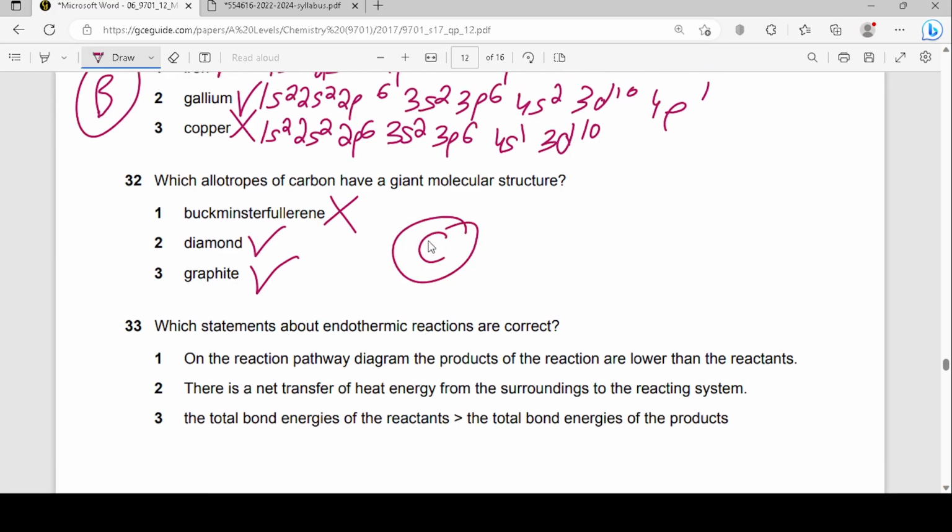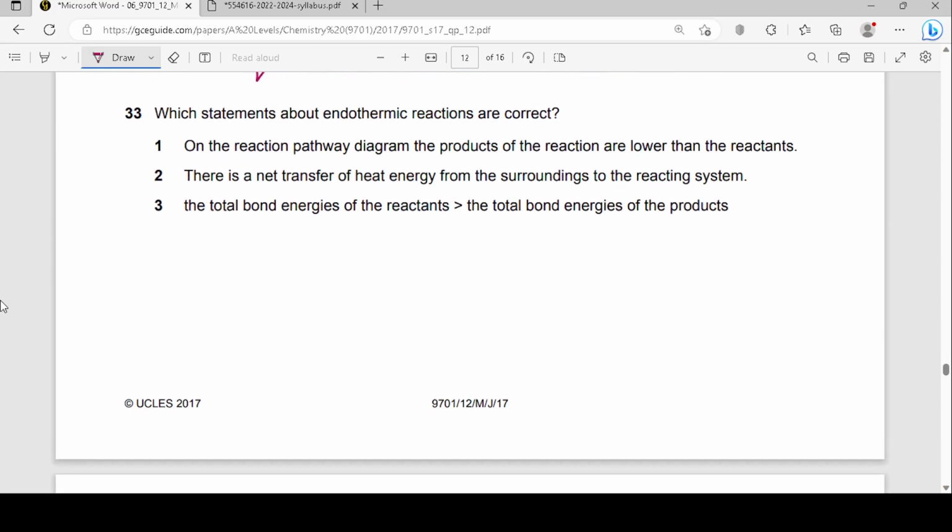Okay? Yeah. Now question number 33. Which statements about endothermic reactions are right? They're talking about reaction pathway diagrams in the first one, so I'll draw it. Something like that, I suppose. Basically in endothermic reactions, your enthalpy change is positive, right? So it's like this. This is the reactants, and these are the products.